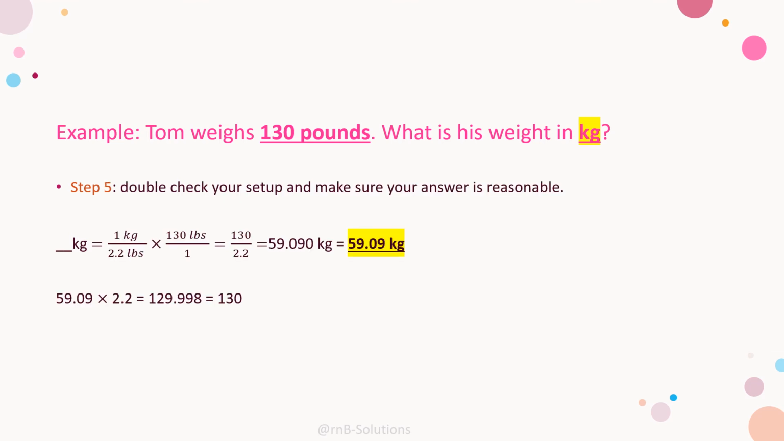And also we want to double check the setup and make sure that the answer is reasonable. So we can basically do the problem in reverse. So now we're going to figure out how many pounds are in 59.09 kilograms. And so we know that there are 2.2 pounds in 1 kilogram, so we just multiply 59.09 with 2.2 and it equals 129.998. So remember, we round to the nearest whole number with pounds, and it would round to 130, and it is exactly what Tom weighs, 130 pounds.